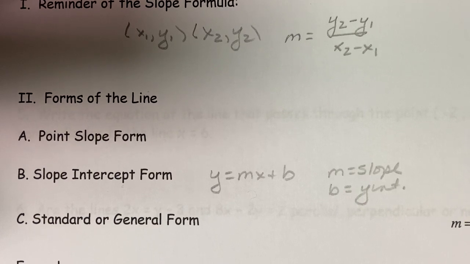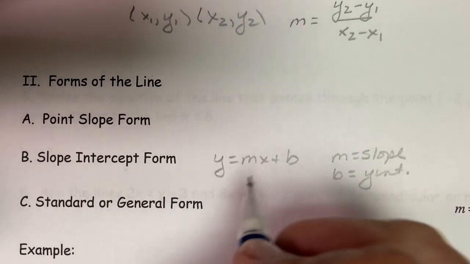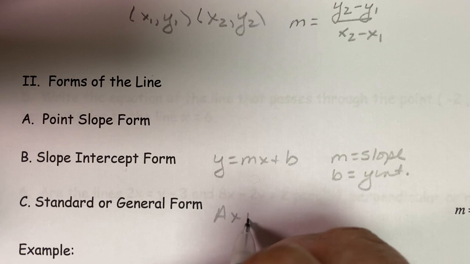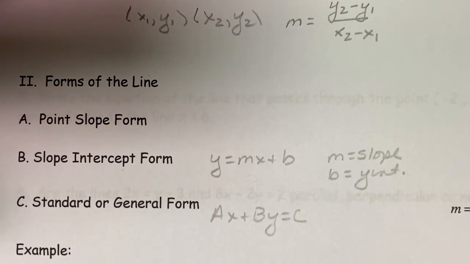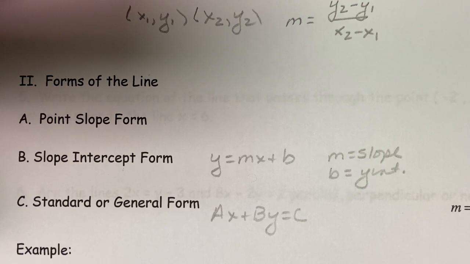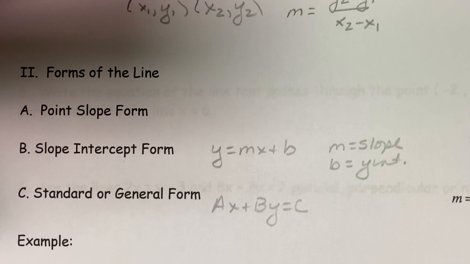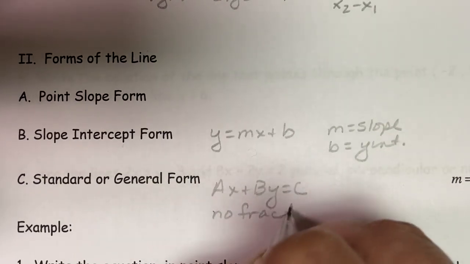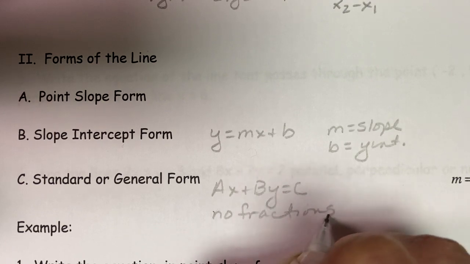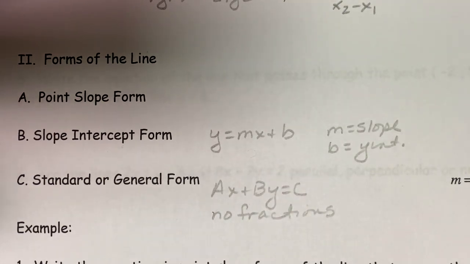We've skipped a for a minute. Our general or standard form is, remember, ax plus by equals c. So your x and your y terms are on one side. Now, a couple of things we didn't talk about, but in standard form, you don't want any fractions. So if you do end up with fractions, you would just simply multiply through by the lowest common denominator to eliminate them.